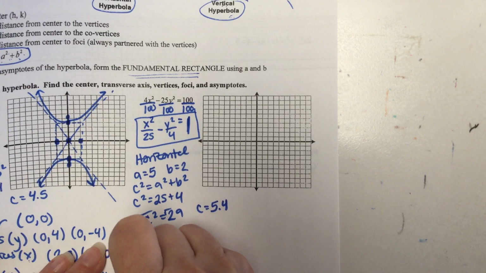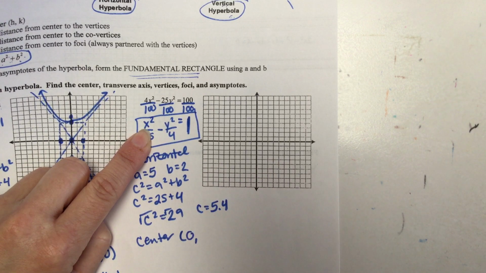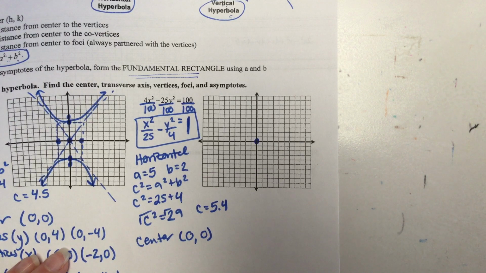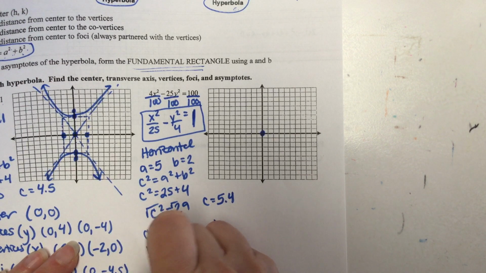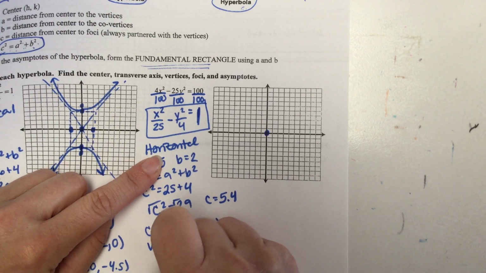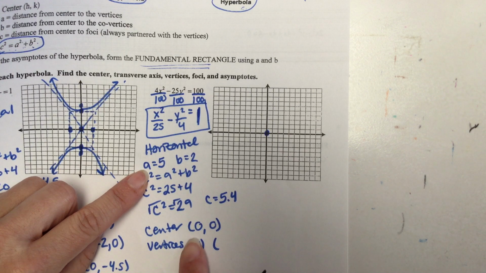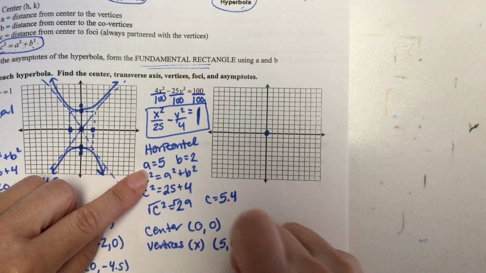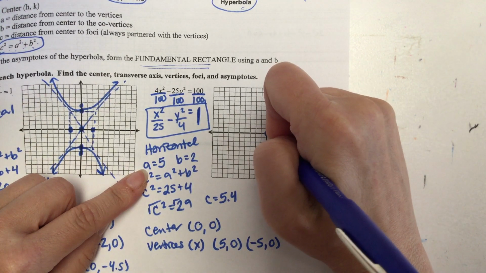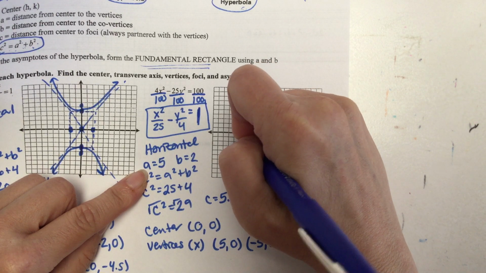Okay, so let's go ahead and graph this thing. Center, what are you subtracting from x? Nothing. What are you subtracting from y? Nothing. So it's 0, 0. Your vertices go with what kind of hyperbola it's going to be. It's horizontal, so I am changing the x. Vertices is always with the a value. So if I take 0 plus 5, it's 5. You keep the y. 0 minus 5, it's negative 5. You keep the y. So I go to the right, 1, 2, 3, 4, 5, dot. Go to the left, 1, 2, 3, 4, 5, dot.